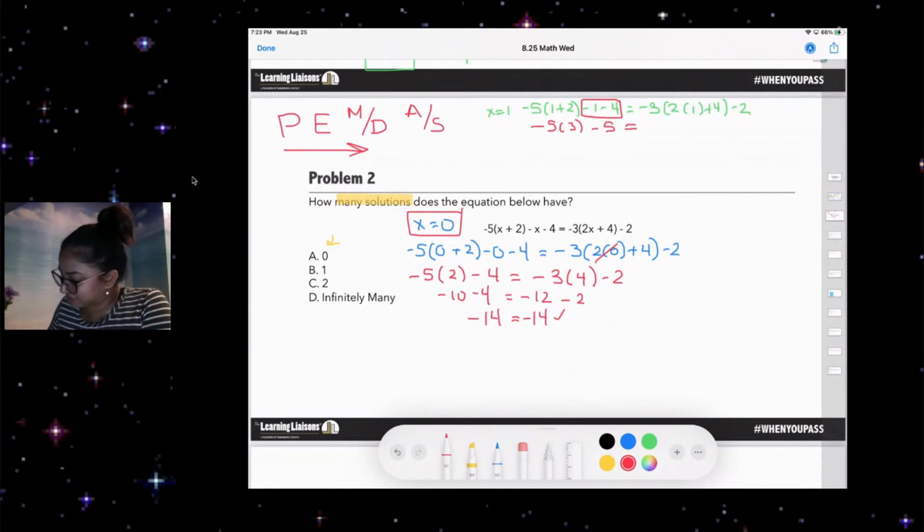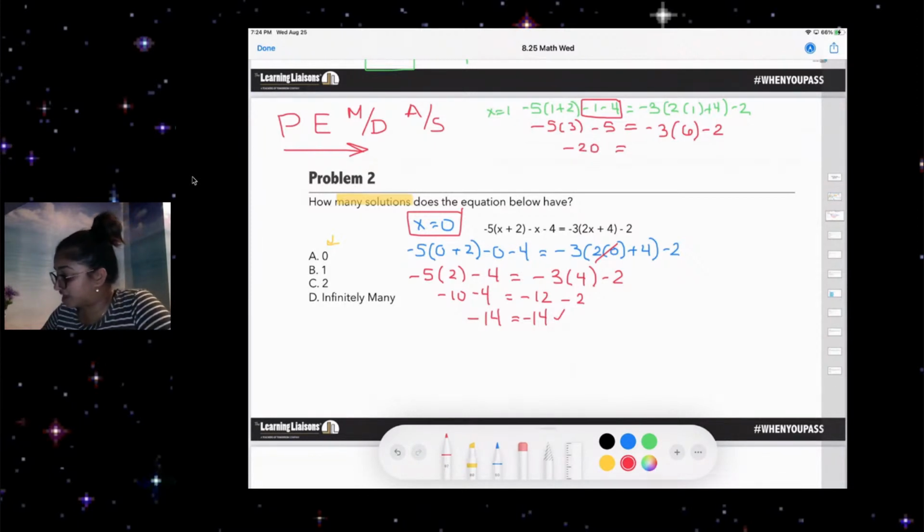Start with our parentheses again on the other end. 2 times 1 is 2, and 2 plus 4 is going to give us 6. So we'll have negative 3 times 6 minus 2. All right, let's do some maths again. Negative 5 times 3 is going to give us negative 15. Minus 5 is negative 20.